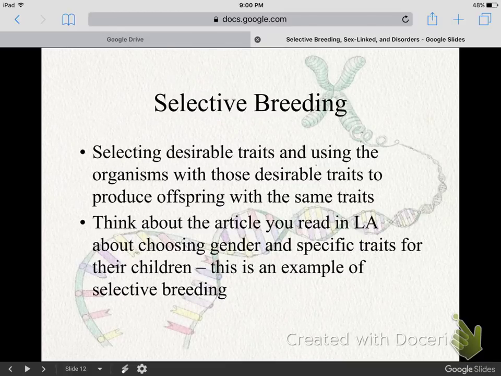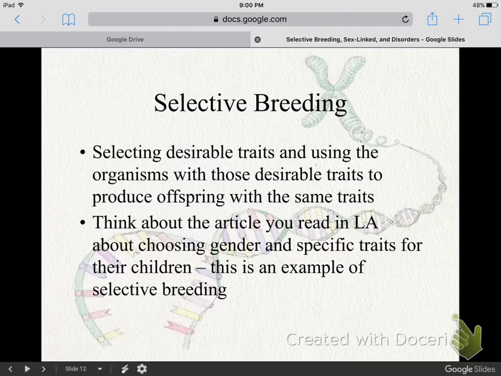Alright, so for selective breeding, this is the next topic we're going to get into. Selective breeding is whenever you are selecting desirable traits and you're using the organism with those desirable traits to produce offspring to get those same traits. So remember when we talked about purebred and how people breed horses to be fast, and so they want a purebred line to get that desirable trait. Well, selective breeding is like finding a desirable trait and using that organism with the trait to keep reproducing it so that you can get that same trait again.